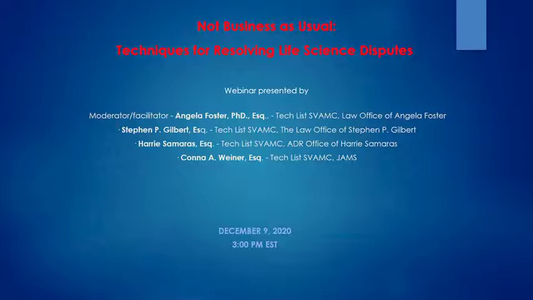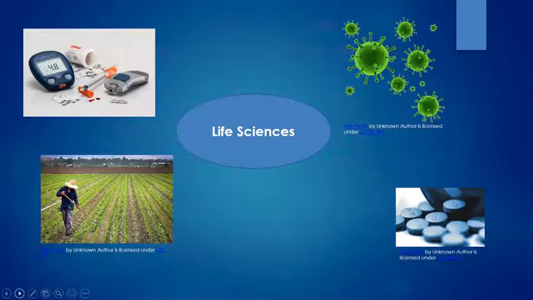We've chosen to define it as the individuals, nonprofit entities like universities, and for-profit companies that are involved in the research, development, manufacture, commercialization, and distribution to end users of products for the diagnosis and treatment of human, animal, and plant diseases. And as suggested by the next slide, examples of products include things like pharmaceuticals, medical devices, diagnostics, vaccines, and agricultural chemicals.